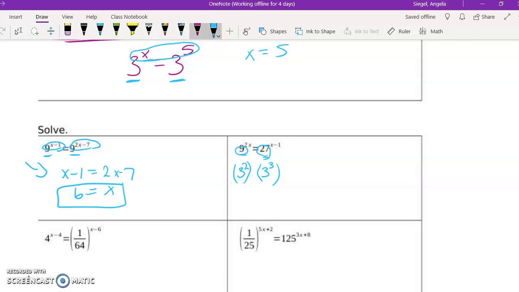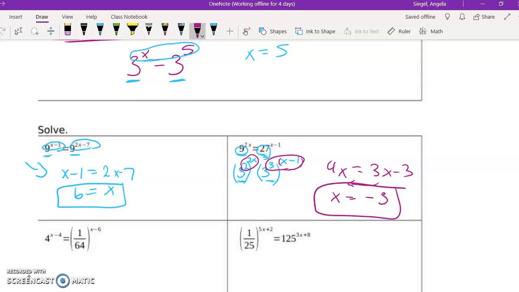And so I'm just changing the way the 9 looks and the 27. And then I'm going to go ahead and just copy down the exponent. So I'm not changing that. I'm not changing anything as far as value goes. I'm just changing the way the 9 looks, and I'm changing the way the 27 looks. So don't forget, when you raise a power to a power, you multiply. So on this side, I have 4x. And this, I'm going to distribute that 3. So I have 3x minus 3. So I'm going to bring that 3x over. So I have x equals negative 3. And that's my answer.